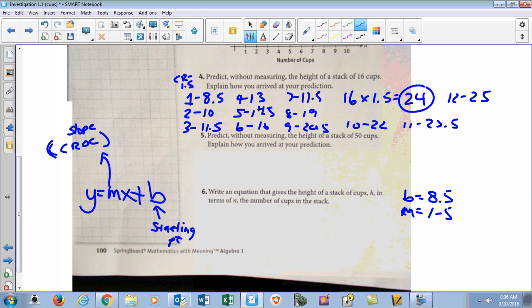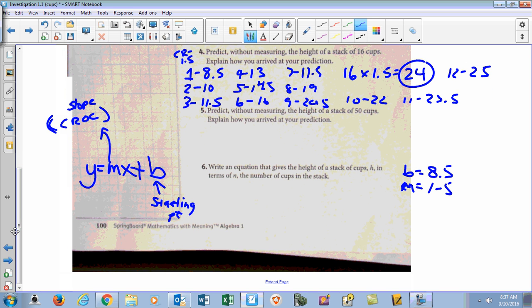Now here's where the equation kind of gets a little weird. It's not till the second one that we start gaining height, right? So if we're looking for height, all right, and we have our constant rate of change of 1.5, this is the part that's different that you're not used to seeing.